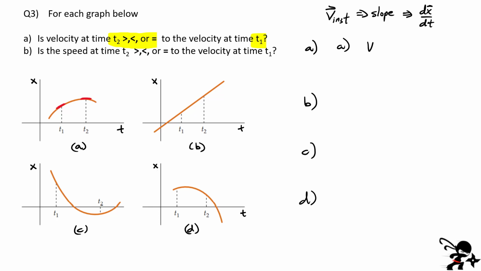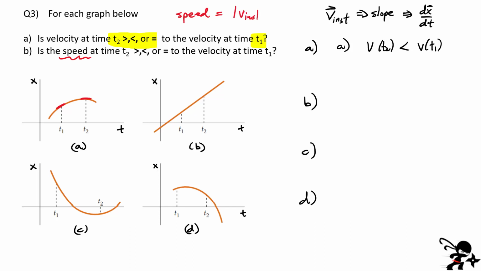The velocity at t2 is less than the velocity at t1. Now they want to know something about the speed. How do you calculate the speed? If you know the instantaneous velocity, the speed is simply the magnitude of the instantaneous velocity. All right, so that's just something to remember.